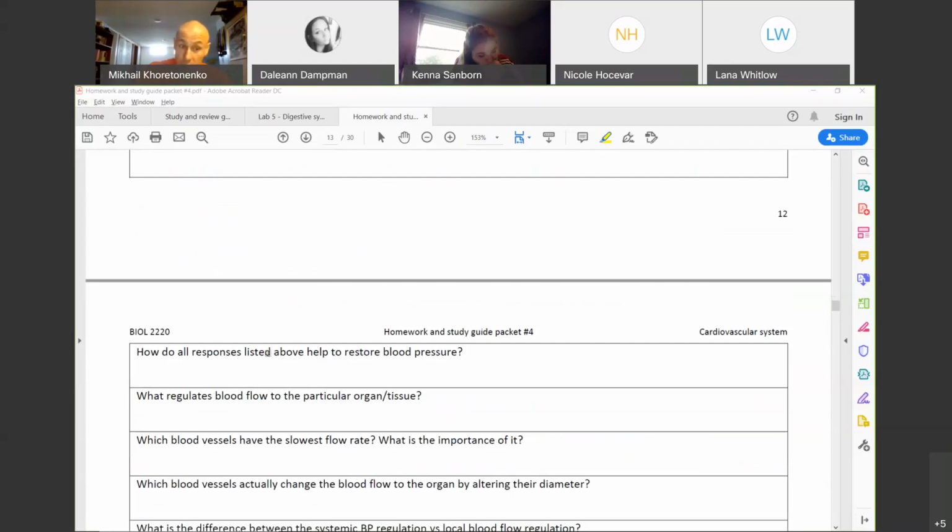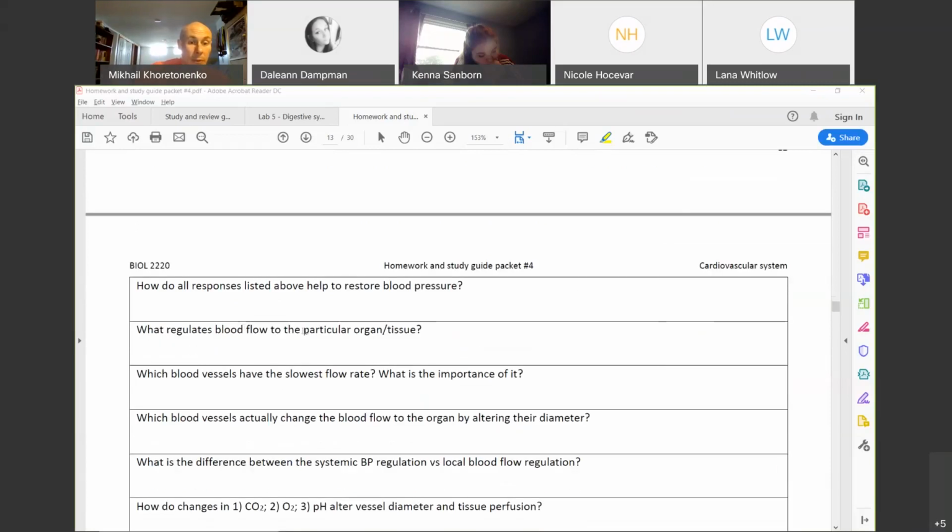And the responses listed above help to restore blood pressure. The heart increases cardiac output, this shuts down the blood flow to unimportant structures like skin, and peeing less reduces the blood loss and increases blood volume. What regulates blood flow to a particular organ or tissue? Muscular arteries and arterioles.